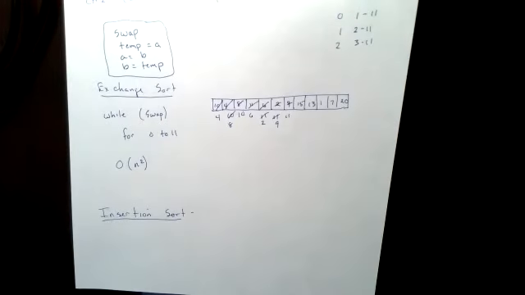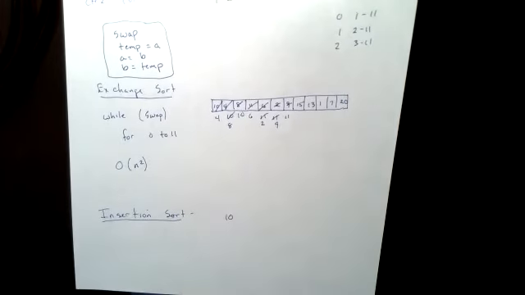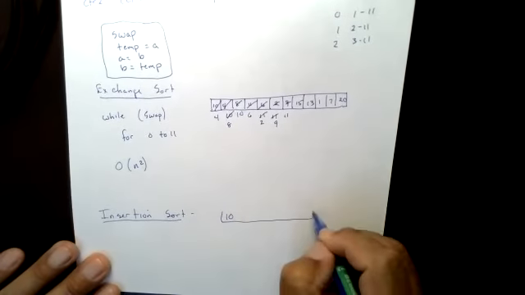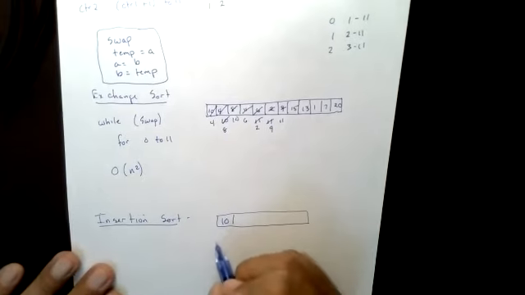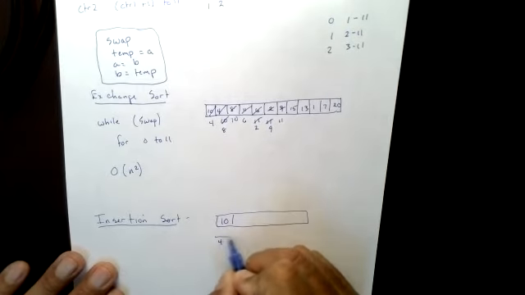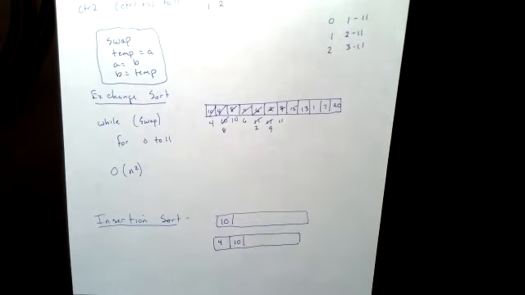Insertion sort. First number is 10. Boom. If I thought of it as an array, I would put 10 in. Second number was 4. Uh-oh. I need to insert it into the right position. So now I would put the 4 in front of the 10. If it goes in front, I have to shift everything after.